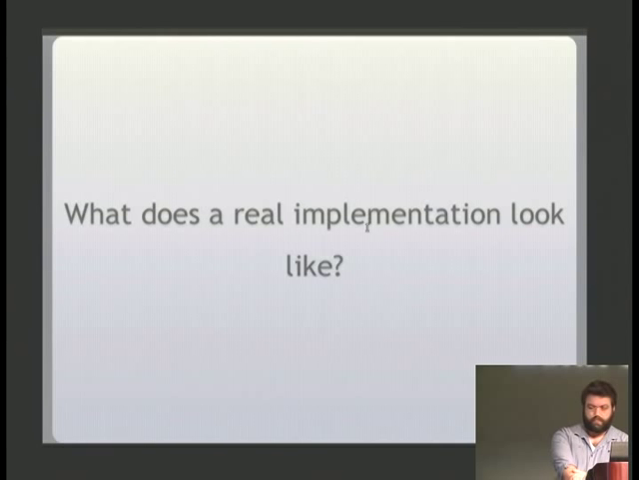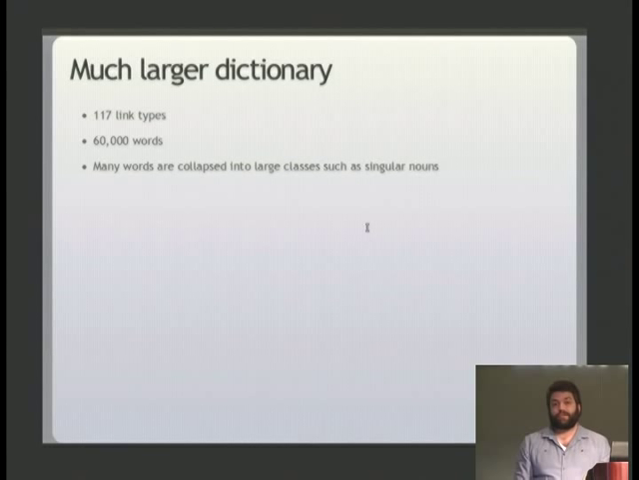Okay, obviously, the big difference is it's got a much larger dictionary. Instead of the four link types that we had, there's 117 link types and 60,000 words. Many of these words are compressed into big categories for convenience. You know, all certain singular nouns can operate the same way. So it's not like each word is unique, with all of its relationships being unique.